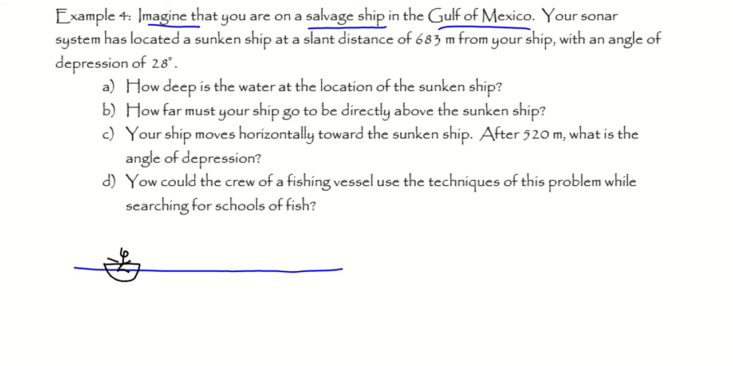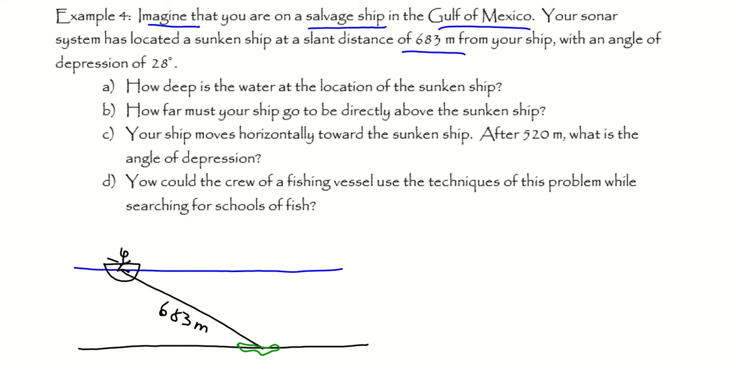And there is a sunken ship which would be at the bottom of the sea, and that ship is at a slant distance of 683 meters from our ship. So we've got this sunken ship here at the bottom of the sea. We're told that our sonar has located that ship at 683 meters, with an angle of depression of 28 degrees. And this angle of depression is from the horizontal going downward, and we know that that is 28 degrees.